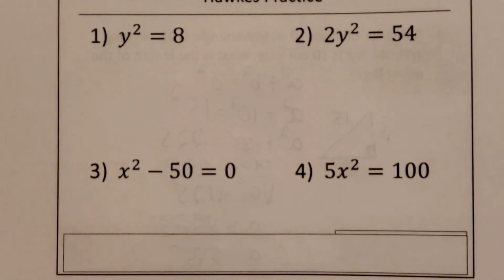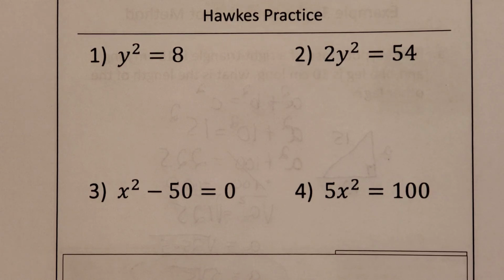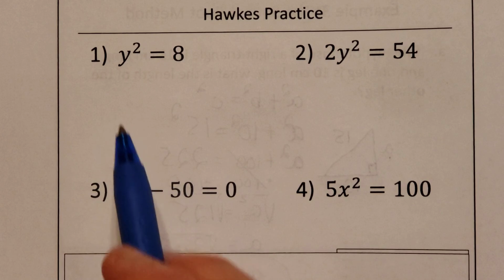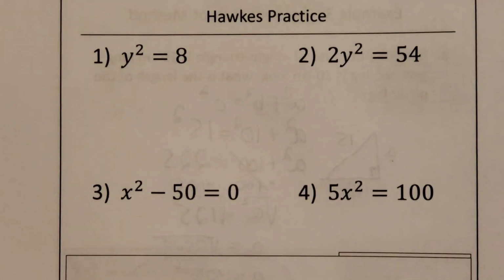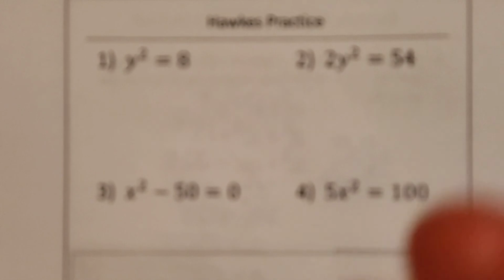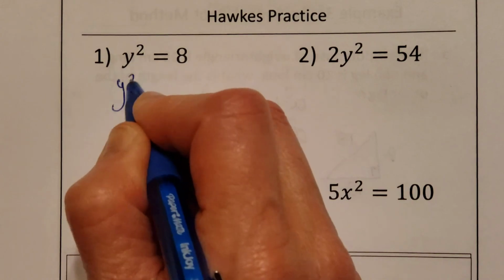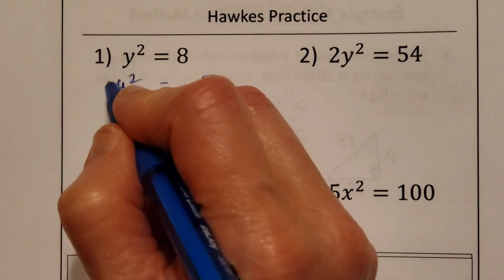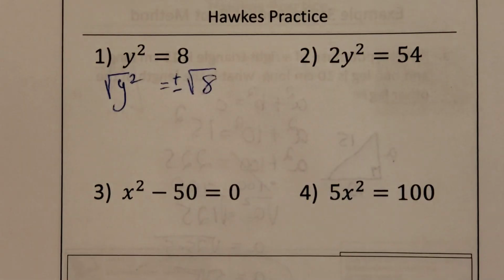All right, so here are some practice problems I probably got from Hawk's, the practice section. So if you have a problem like these and the directions say use the square root method, basically what you're going to do is solve for y or x, whatever your variable is. So since in number 1 the y is already on one side by itself, to get that y squared to go away, we're going to find the square root of both sides. So we're going to find the square root of y squared, and plus and minus square root of 8.